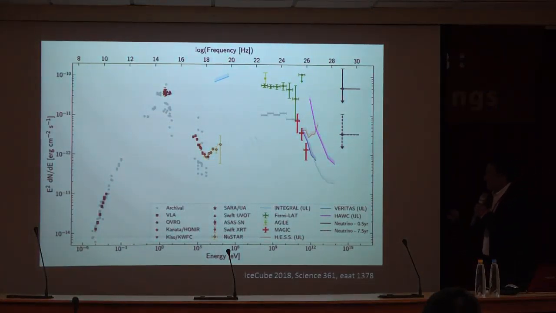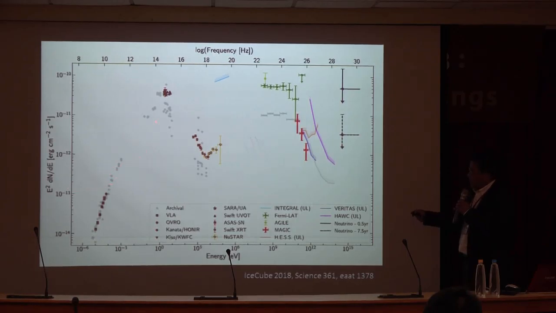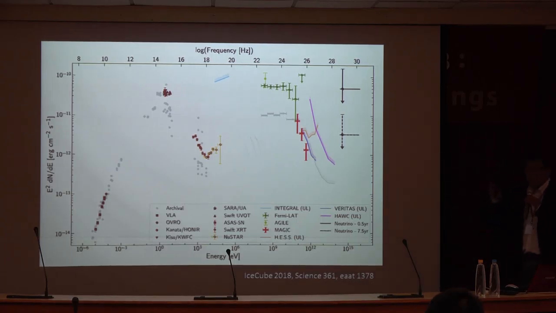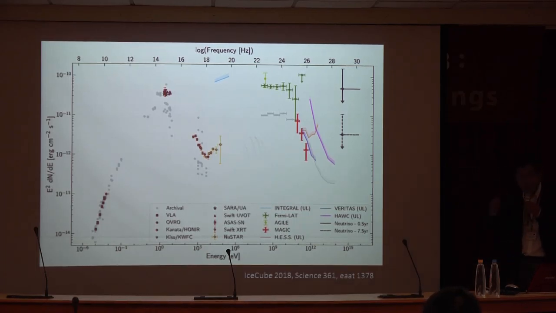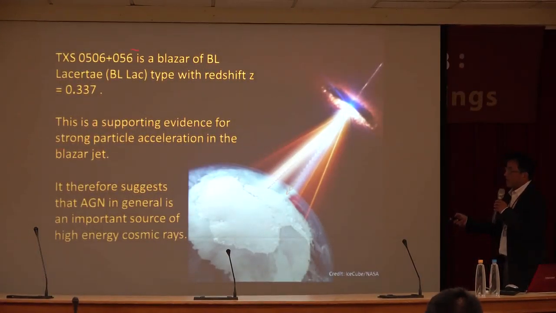I should not go into details. So anyway, this is the spectrum of that blazar. The gray dots are the spectrum for this blazar in the so-called quiescent state. And then in the flaring state, you see some colorful ones. Okay, so this blazar is in a different state. So maybe that's why it produces more high energy neutrinos, so that we have a better chance to detect that event.